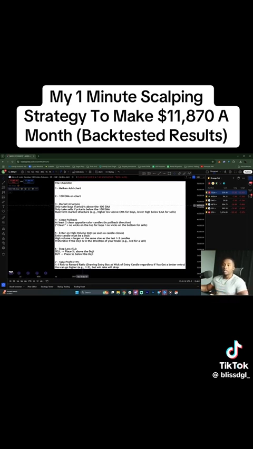Now, the next step is market structure. So we need to use this market structure above or below the EMA to tell us if we're going to look for buys or sells. So we're only taking buys with this strategy if price is above the EMA. If price is below the EMA, we're not taking any buys. We're only looking for sells. Same thing vice versa. If price is below the EMA, we're only looking for sells.